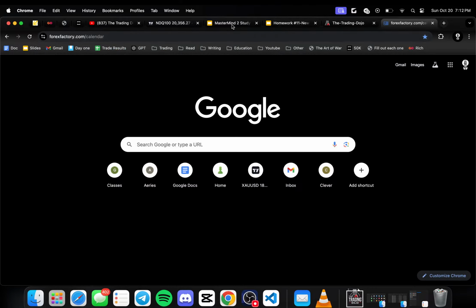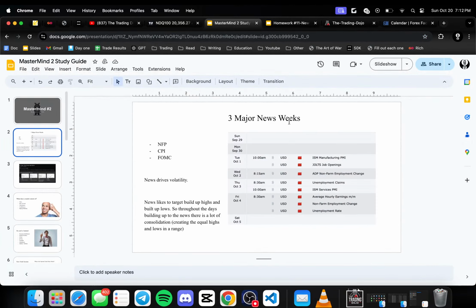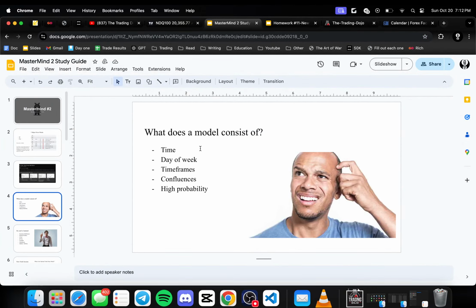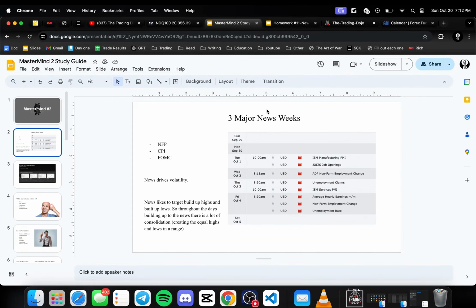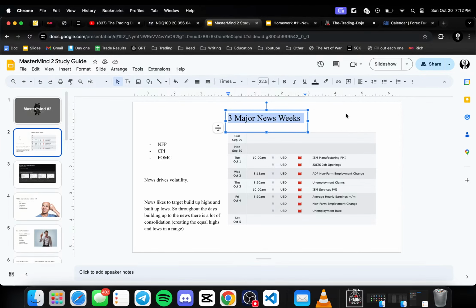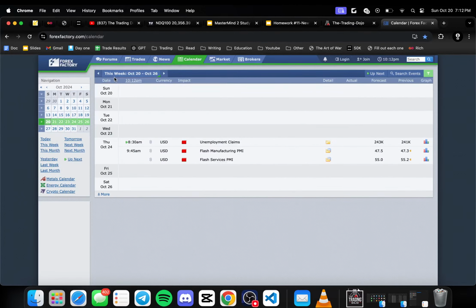So to go back to this Mastermind 2 slideshow, remember I started with what does a model consist of? That's time and day of week. So the first thing you want to look at is news. So this was the 16th of October, right here, no news. However, this isn't a bad week, to be honest.